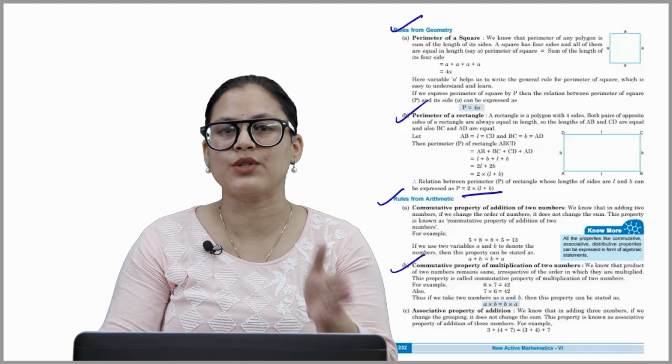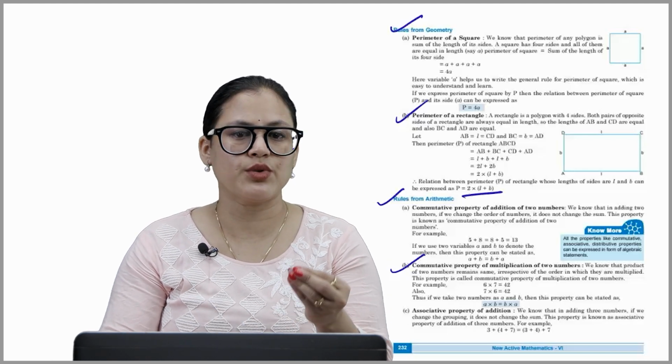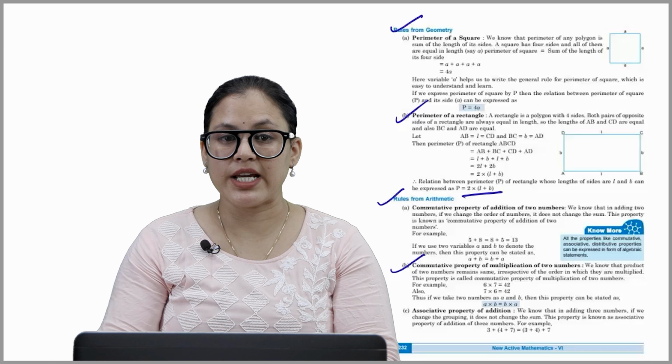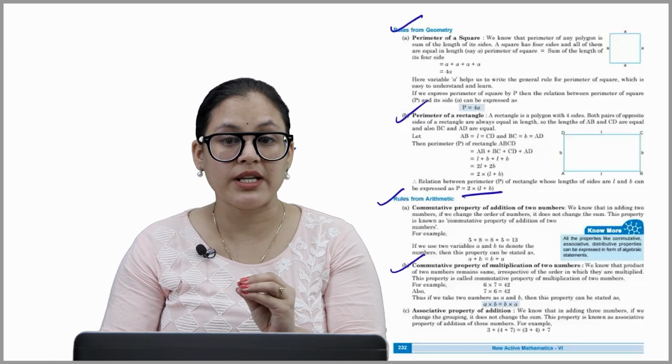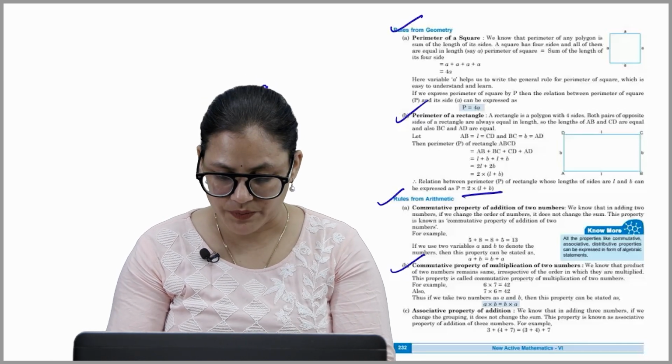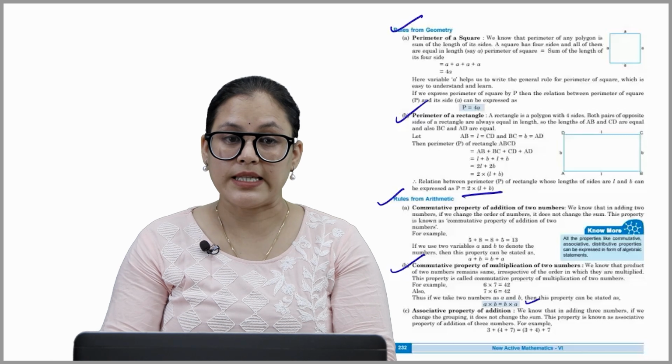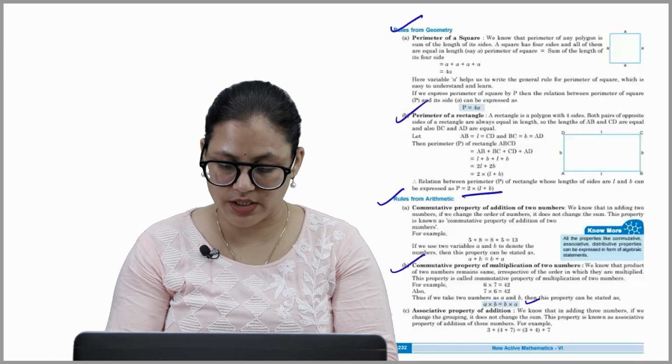For example, 6 into 7 is equal to 42. Also 7 into 6 is equal to 42. Thus, if we take two numbers as A and B, then this property can be stated as A into B is equal to B into A. C. Associative property of addition.